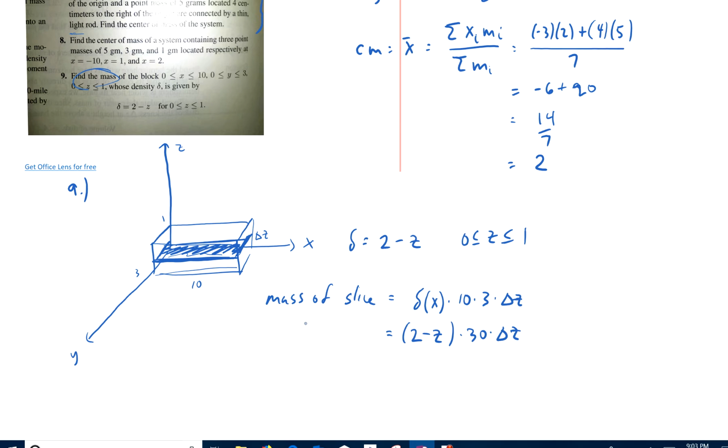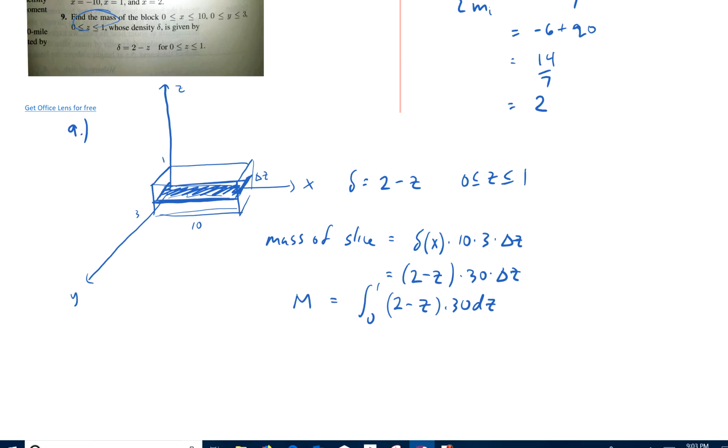So then the mass of the whole thing, if I want to add up all those slices, the total mass would be the integral from 0 to 1 of 2 minus z times 30 dz. Okay, and I'm not going to do all these integrals, but I'll do some of them. In fact, this one I'm not going to do because it is pretty straightforward. So if you do that, you will get 45. We don't have units, so 45 grams or whatever it might be. Okay, makes sense? All right. I say makes sense, and if it does or doesn't, you can't do anything about it. But let me know in class if it doesn't.